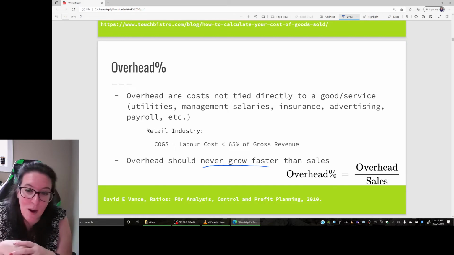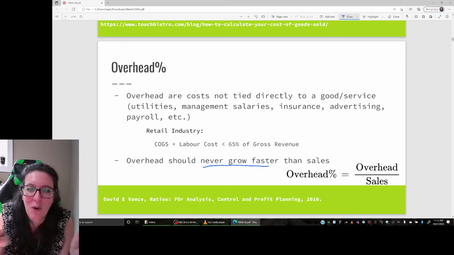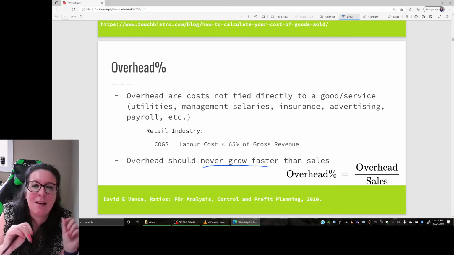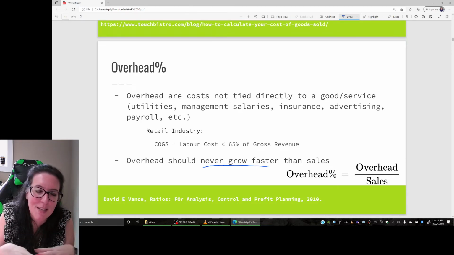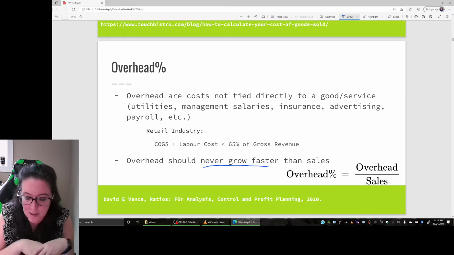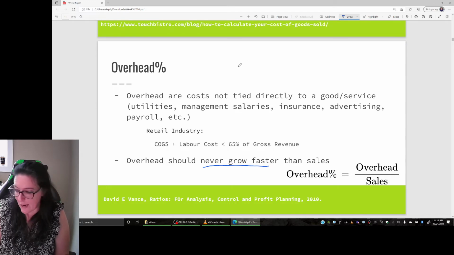Your sales can go up. Ideally, you want the overhead to not change dramatically. So your overhead percentage is falling. That is, you are able to spread out the cost of all those managements and the departments like advertising and payroll across more units being produced. And so those costs per unit go down.